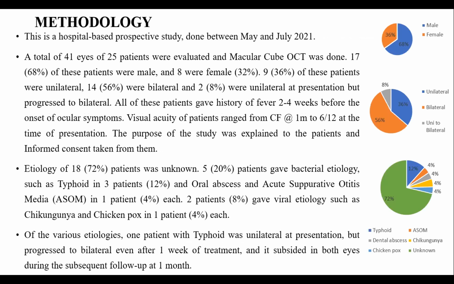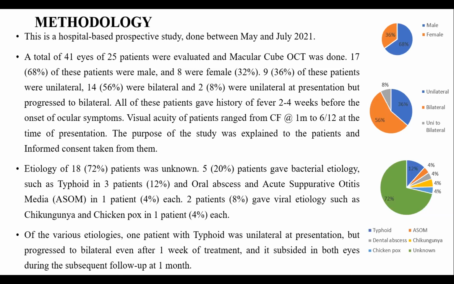This is a hospital-based prospective study done between May and July 2021. History was taken for all patients, and all of them underwent macular cube spectral domain OCT for the assessment of central foveal thickness. All the parameters were assessed during the follow-up period of 1 week and 1 month. Irrespective of the known etiologies, all the patients were started on capsule doxycycline 100 mg BD for 21 days empirically, and tablet prednisolone acetate 1 mg per kg body weight with tapering dose after physician clearance.